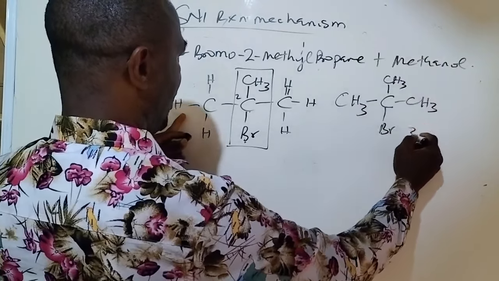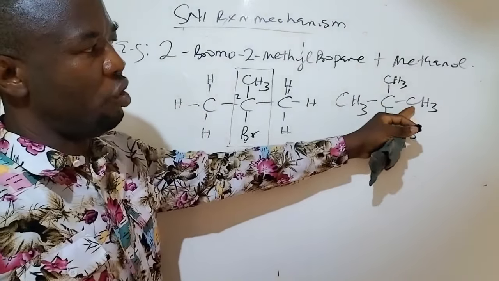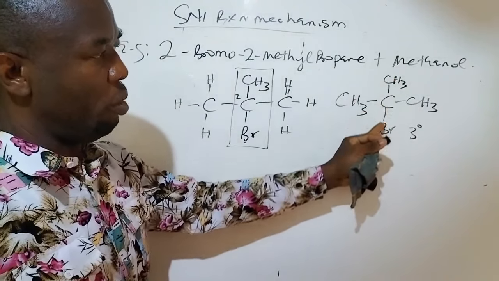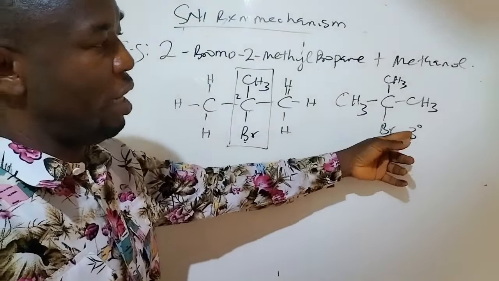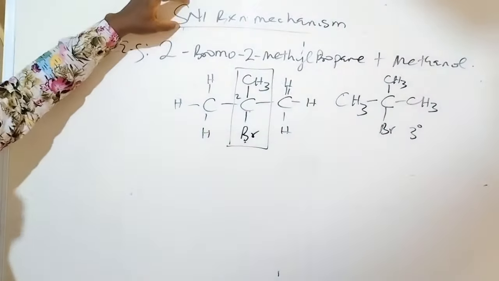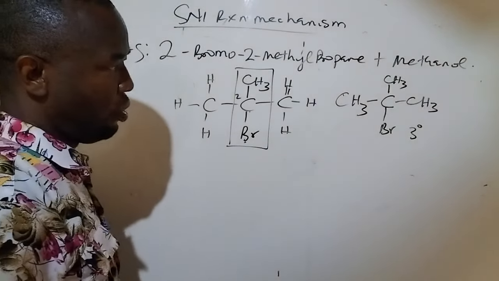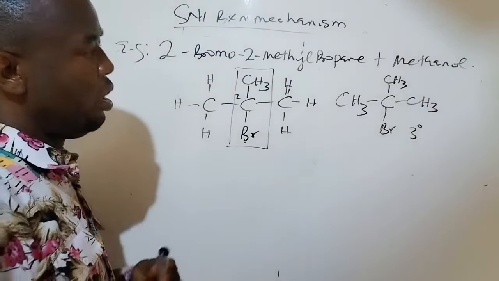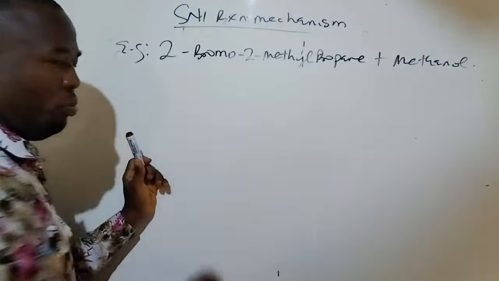So this is a 3-degree alkyl halide, or tertiary, because it contains three alkyl groups, methyl groups, bonded to the carbon of the functional group, the bromo group. So this is a tertiary or 3-degree alkyl halide. So the reaction that will take place here will be by the SN1 reaction mechanism. Having done that, we can now proceed to illustrate the mechanism of this SN1 reaction.